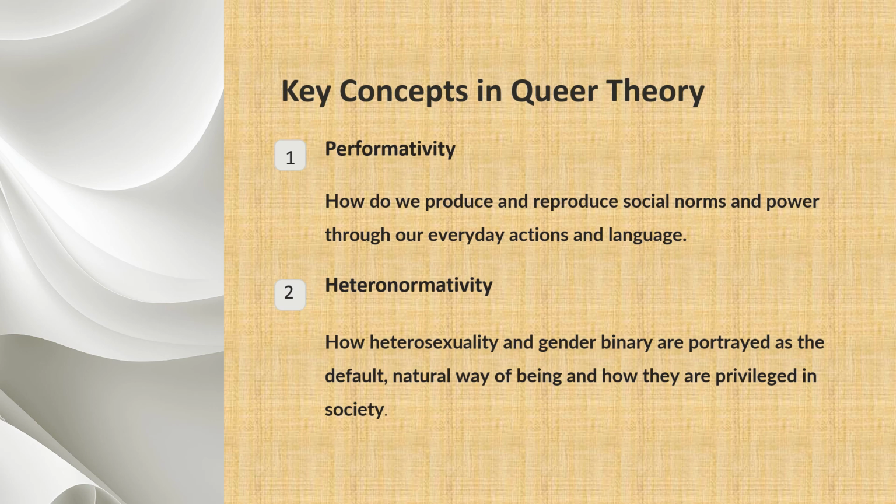And heteronormativity means how heterosexuality and gender binary are portrayed as the default natural way of being and how they are privileged in society. And we know that before the queer movement, what was the condition there? There is an understanding, a kind of assumption, that all human beings are either males or females. So this queer theory has transformed this concept, that is heteronormativity, and they proved that there is a space for the third one or the binary or the lesbians or gays in this society.